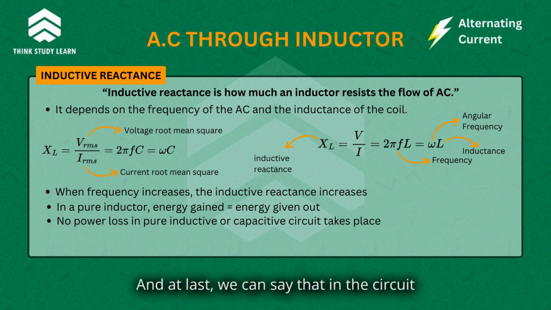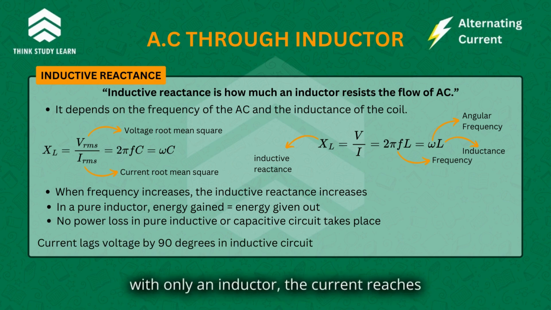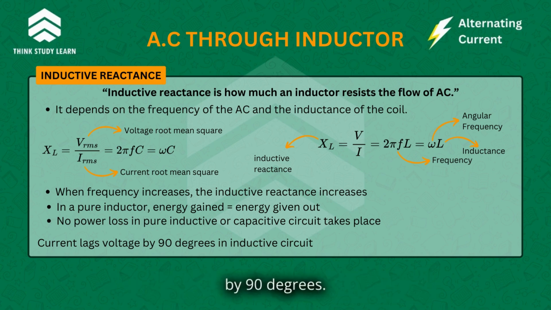And at last, we can say that in the circuit with only an inductor, the current reaches its peak value after the voltage does, which means current lags behind the voltage by 90 degrees.